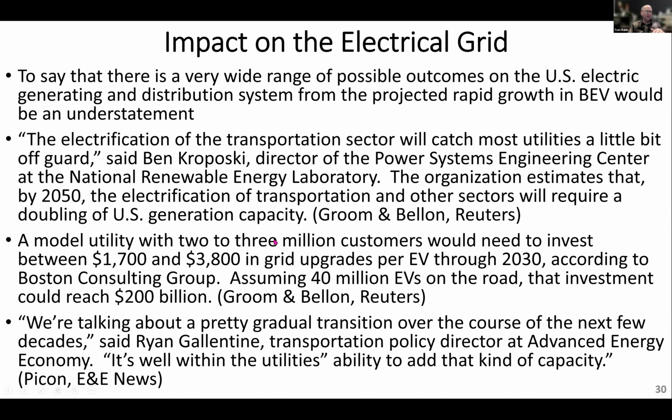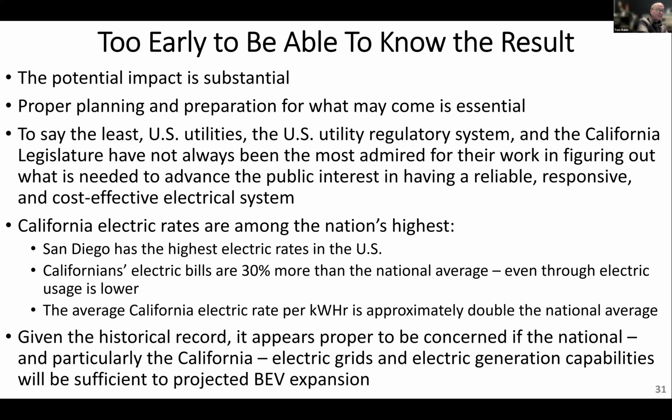There's one estimate here that through 2030, with 40 million EVs on the road, it could be 200 million. And that could go up if it's all electric vehicles on the road. Multiply that by 10. But we also have people here that are representative of recognized institutions that are saying, oh, this is no big deal. Okay, so all I can say on that is it's too early to be able to tell.